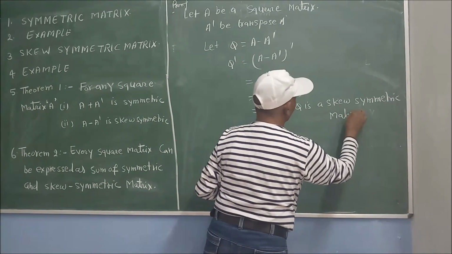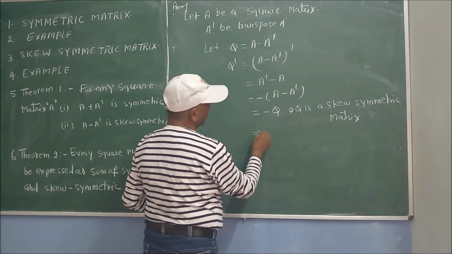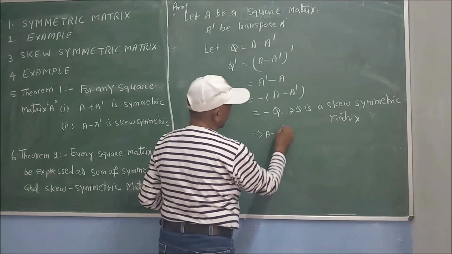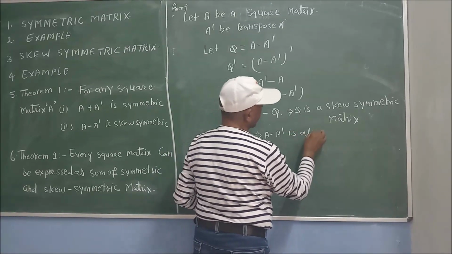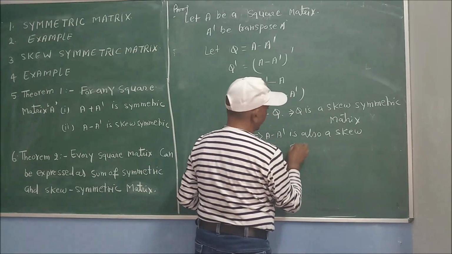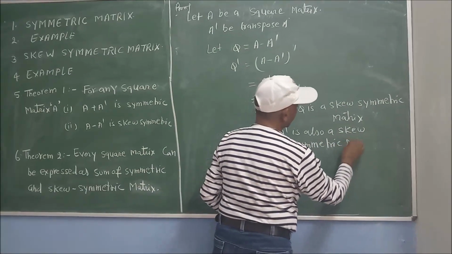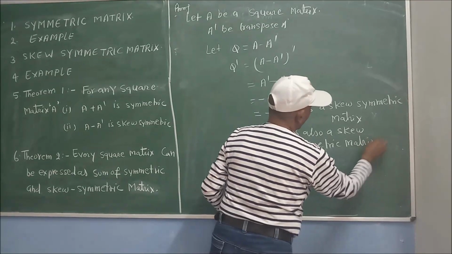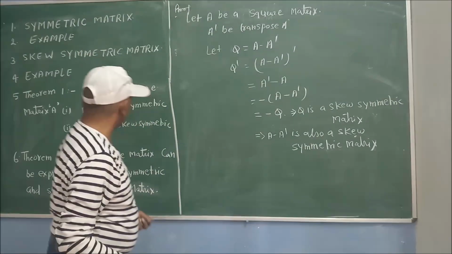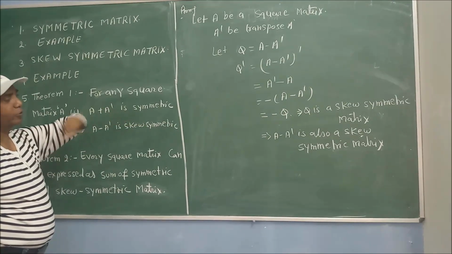Since Q is a skew symmetric matrix and Q is equal to A minus A dash, this implies A minus A dash is also a skew symmetric matrix. So we have shown that A plus A dash is a symmetric matrix and A minus A dash is a skew symmetric matrix.